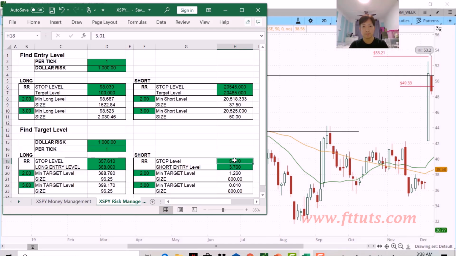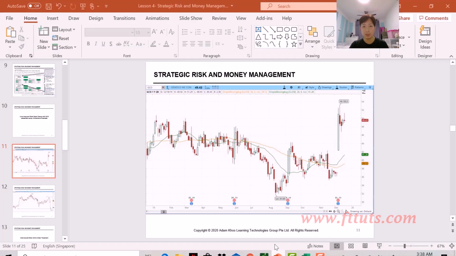So stop loss is $53.21, you key in here. Over here there is a find entry level section and a find target level section. So the find target section, I'm going to explain it. Probably let me explain it over here first.